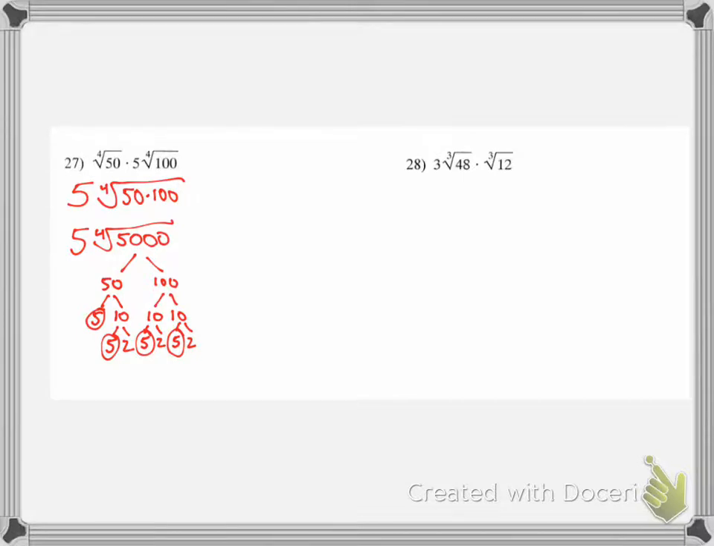So what I'm going to do is this. First off, there was a big 5 that was already out front. We're going to write that first. I have a 4 of a kind of 5s that I can pull out. So I have one 4 of a kind. I'm pulling that 5 out.